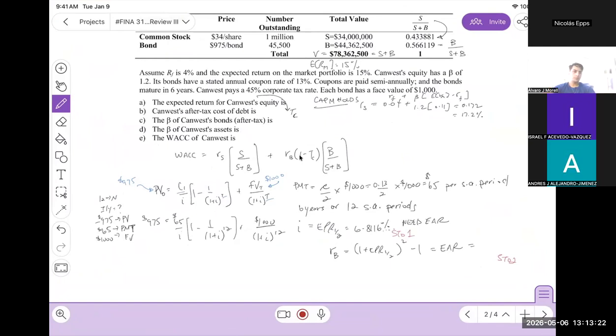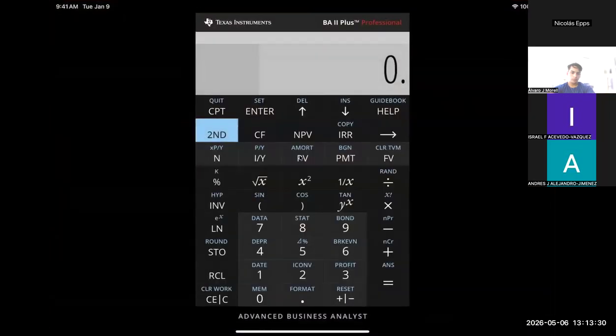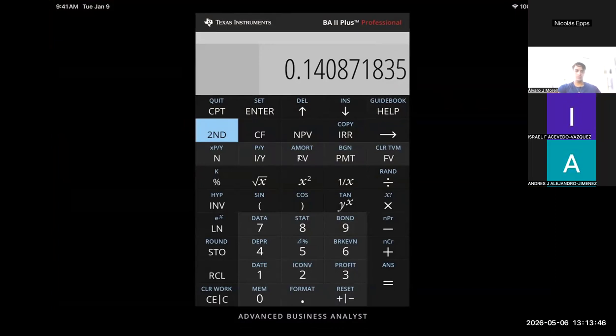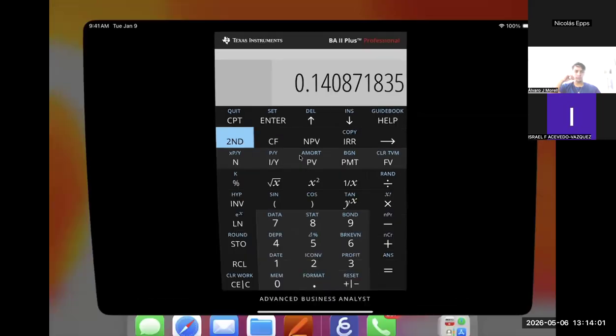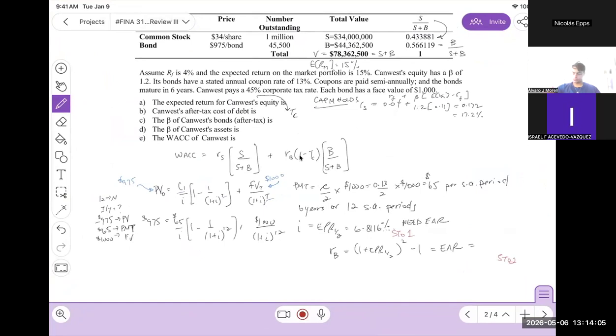What did I do wrong here? Oh, I see. Yeah, that's fine. That's right. So recall 1 plus 1 to the power 2 minus 1, and that is the effective annual rate. But then you want to multiply it by 1 minus TC. So anyway, let's write that down. Let's store 2. So that's going to be the effective annual rate. And then we're going to put it in here now.